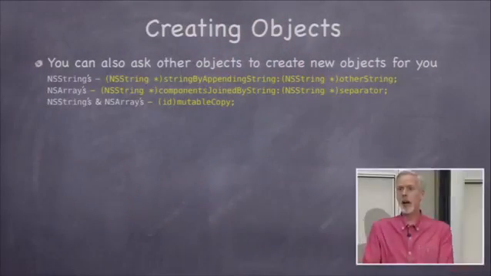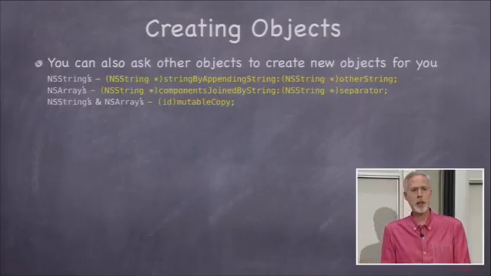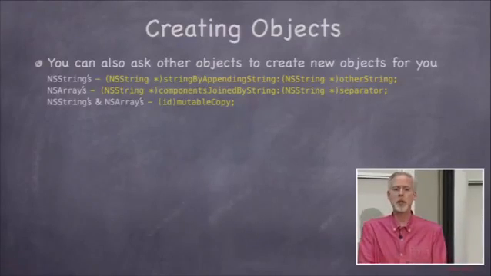But there's other ways to create objects, okay? You can create objects by asking another object to create an object for you. So that's like string by appending string. That's not a class method in string. That's an instance method. You send it to another string.